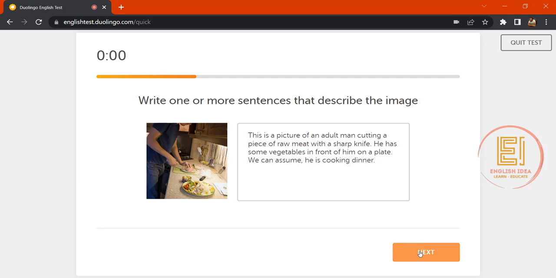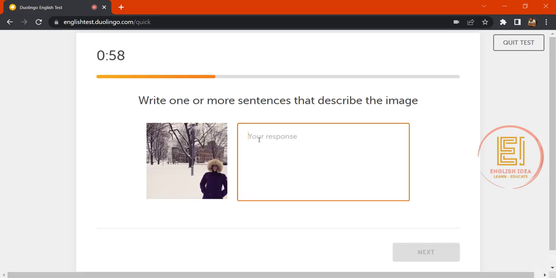This was picture number one, and this is picture number two. Even in the real test, you will get three images back to back. So you'll have the first image and then the second and the third image immediately. And towards the end of the test, you'll have one more picture to describe, but you have to describe that through speaking. I have discussed more about image description in my three other videos.